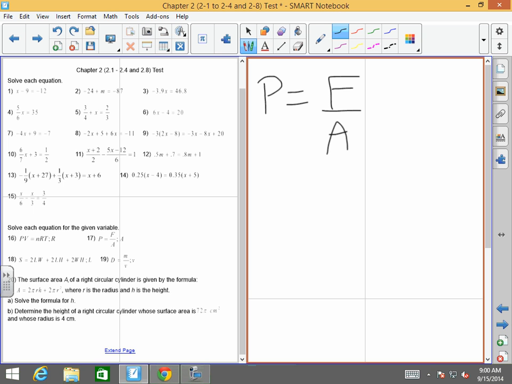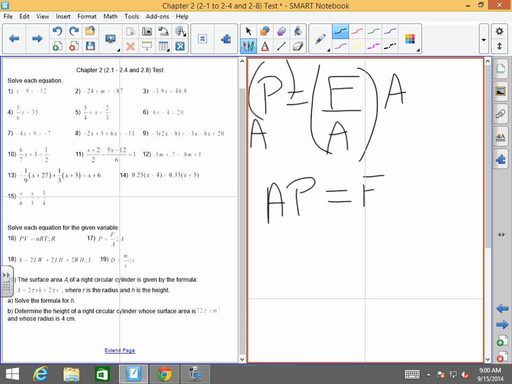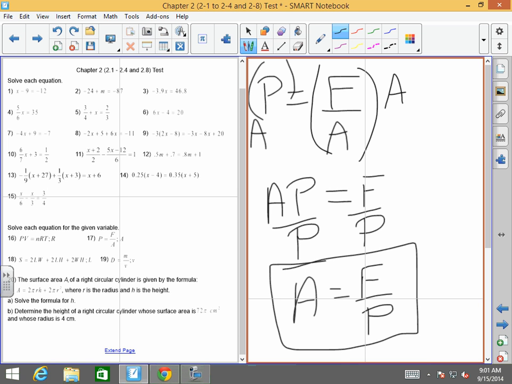I want to solve for A. A is in the denominator right now. So you have to put it in the numerator. So I multiply A to both sides. So I have A times P equals F. How do I get A alone? By dividing P to both sides. A equals F over P. Don't try to go a shortcut unless you really understand it, please.